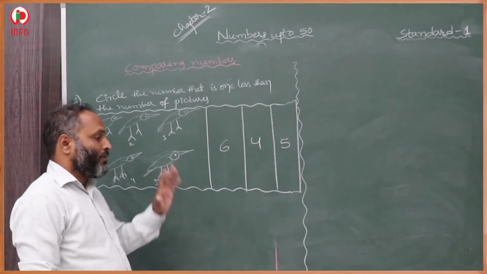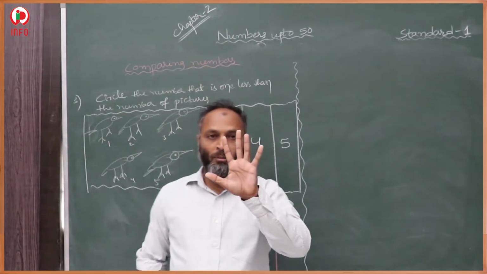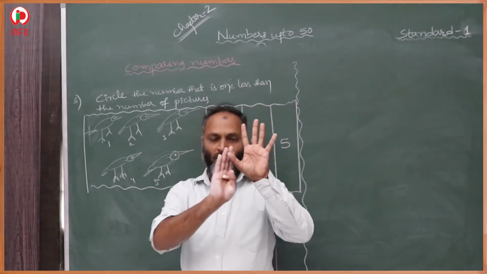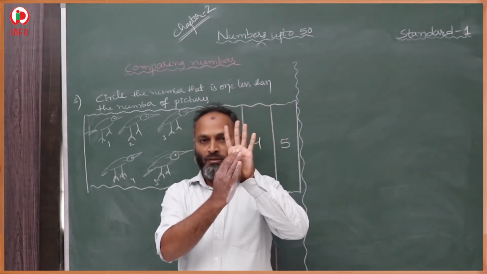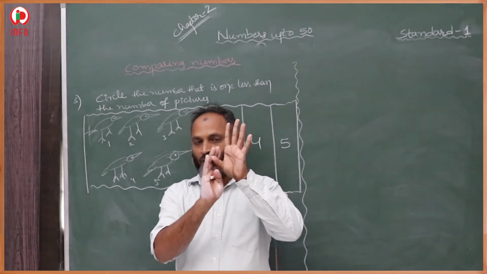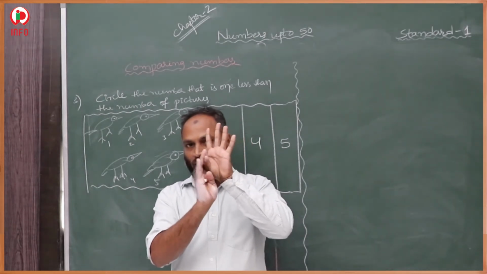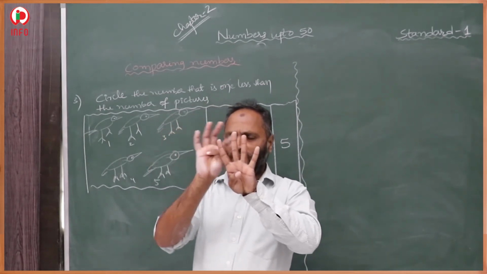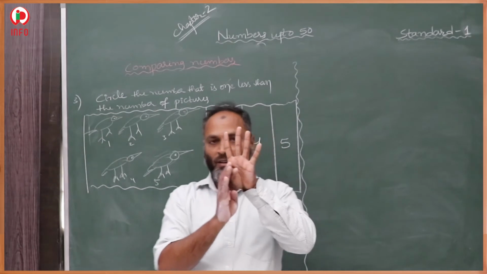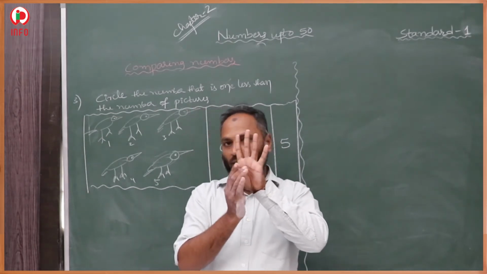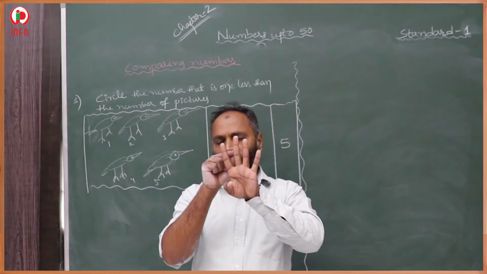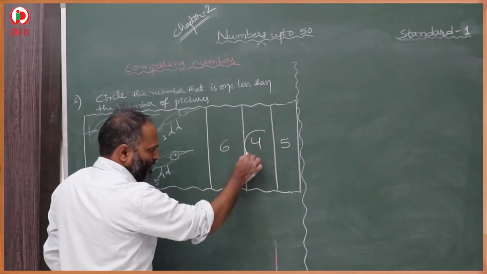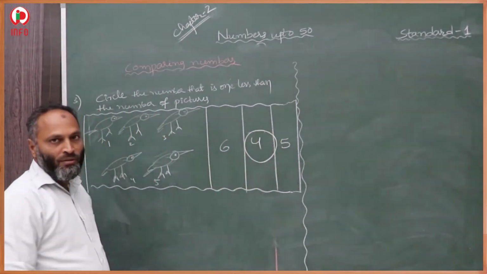Here the number of birds means total 5 birds are there. Total how many birds were there? 1, 2, 3, 4, 5. 1 less means we have to decrease 1. Then how many are left? 1, 2, 3, 4. After decreasing 1, we are left with 4. 4 is the number which is 1 less than this. Where is this 4? We have to circle this 4 like this.